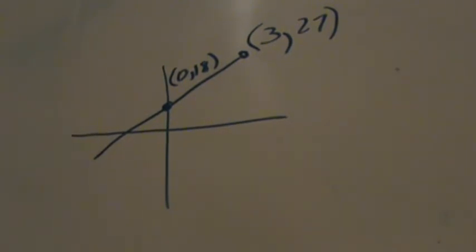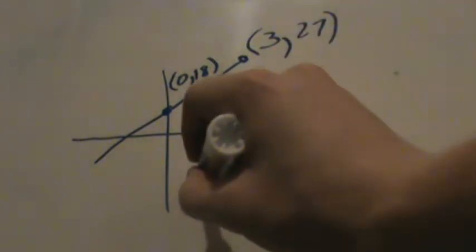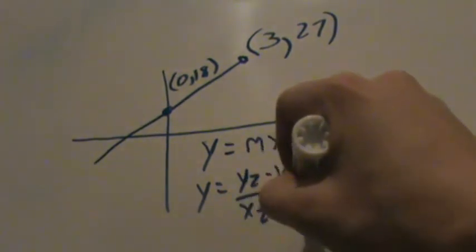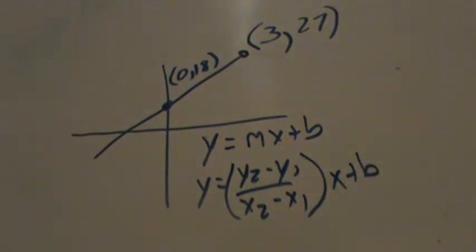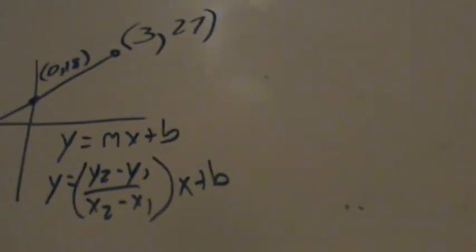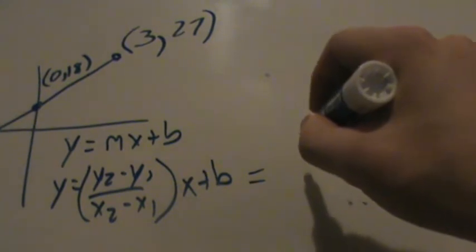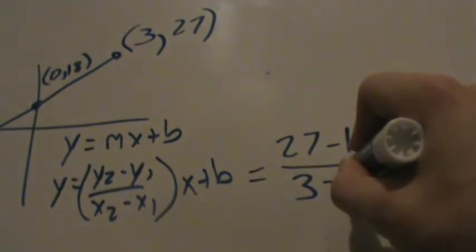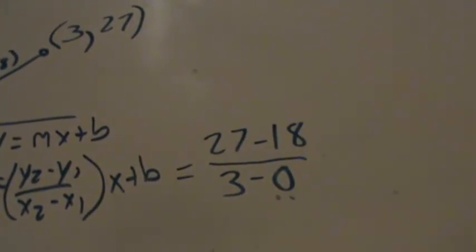So what would we do here? Basically what we do here is it's the same idea. We have this idea, y equals mx plus b, right? And y2 minus y1 over x2 minus x1 is equal to m, right? So basically what we do is we just substitute here, right? So this will be equal to 27 minus 18 all over 3 minus 0. Wow, I did not do that on purpose, but okay.